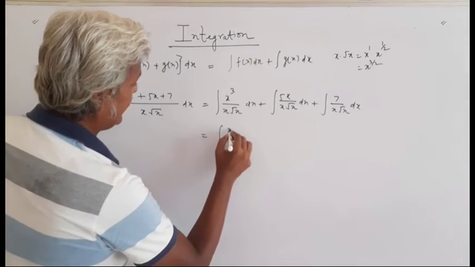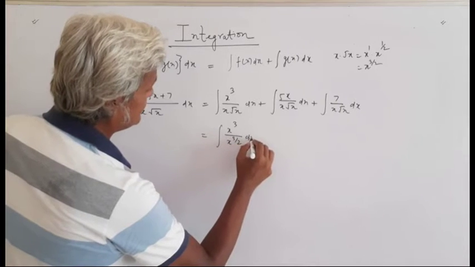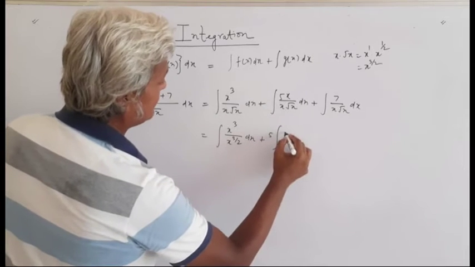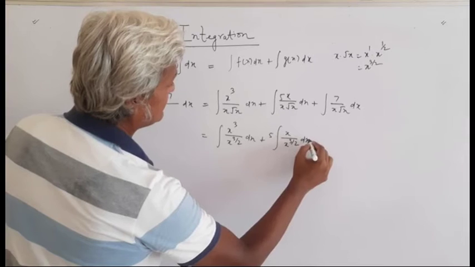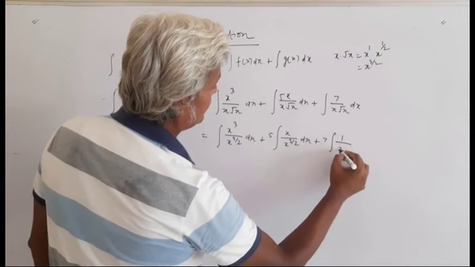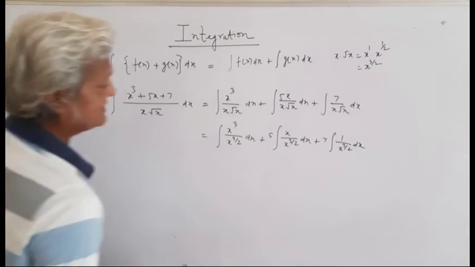So this is x cube over x to the power 3 by 2 dx, plus this 5 is a constant, so I take it outside, and then again we have x upon x to the power 3 by 2 dx, plus 7 is again a constant, and then write 1 upon x to the power 3 by 2 dx.